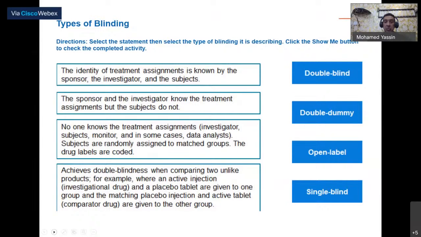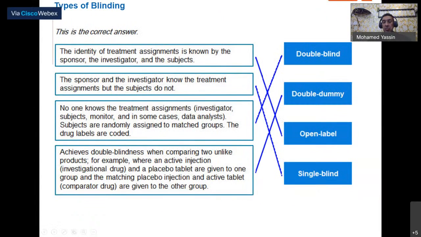Just I will give you an example about two of these. What does it mean? And if you want to know more, you can go rapidly through the slides. I make the connections. So when we talk about open label, this means the identity of the treatment assignment is known by the sponsor, the investigator, and the subject. And the name itself is self-explanatory. It's open label. It means everybody can see it. Everybody can know about it.